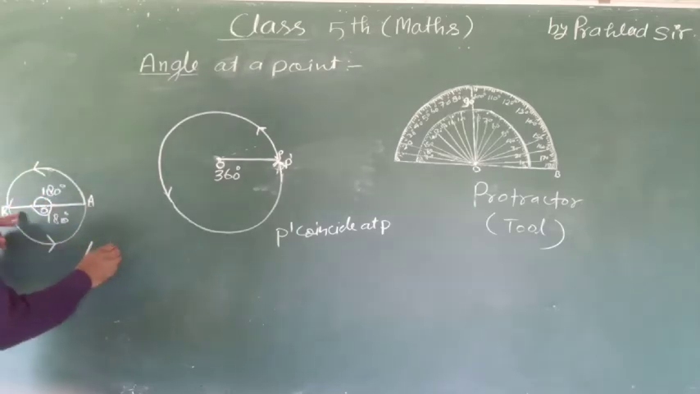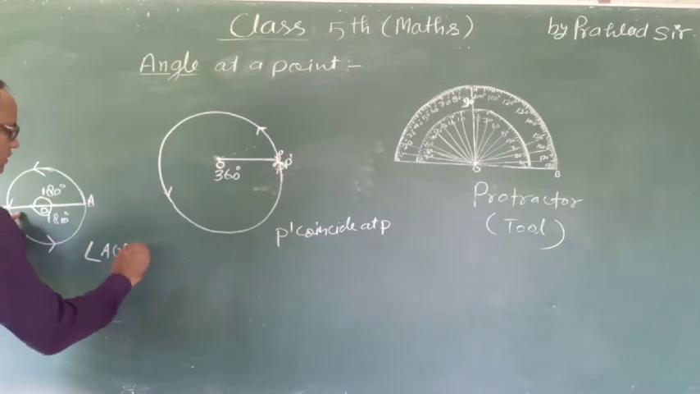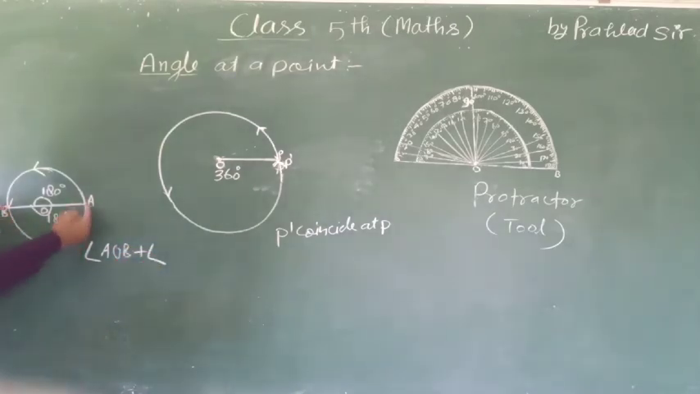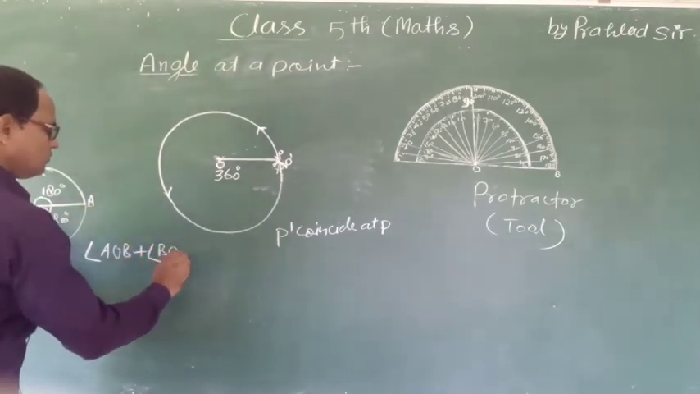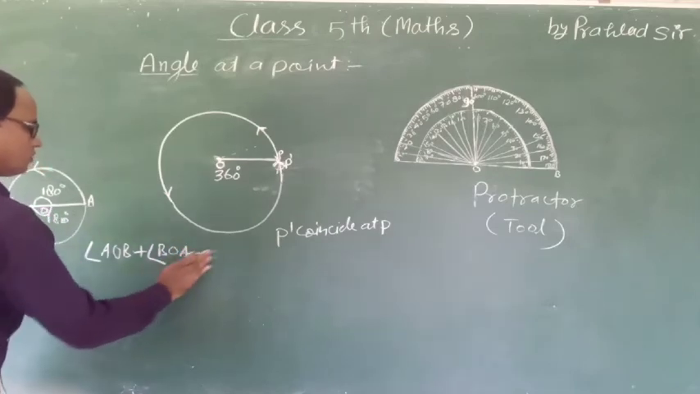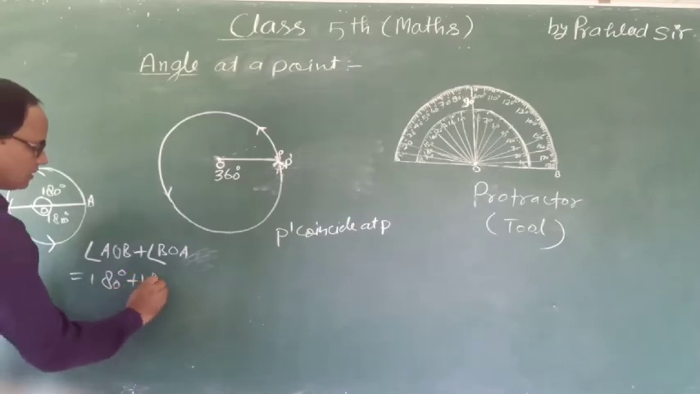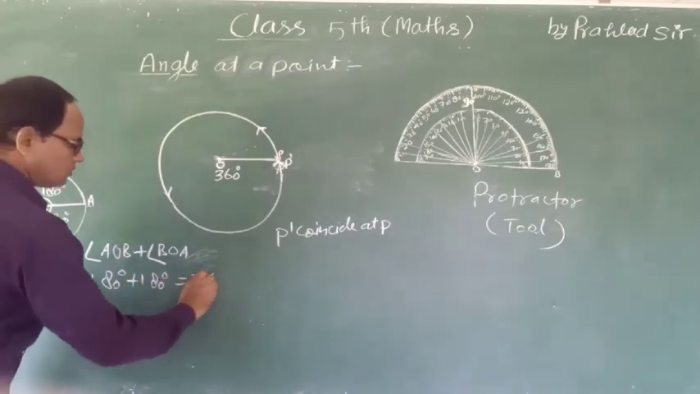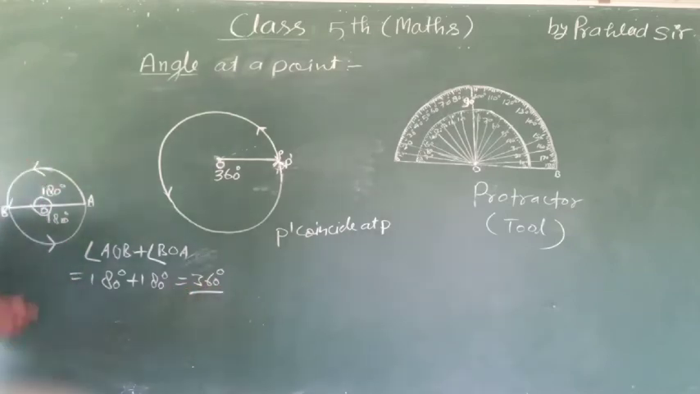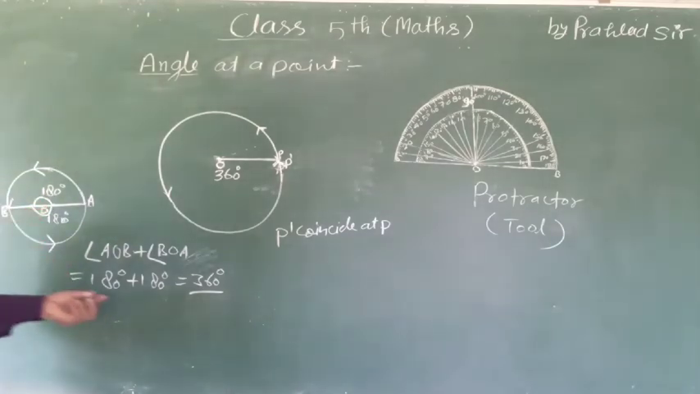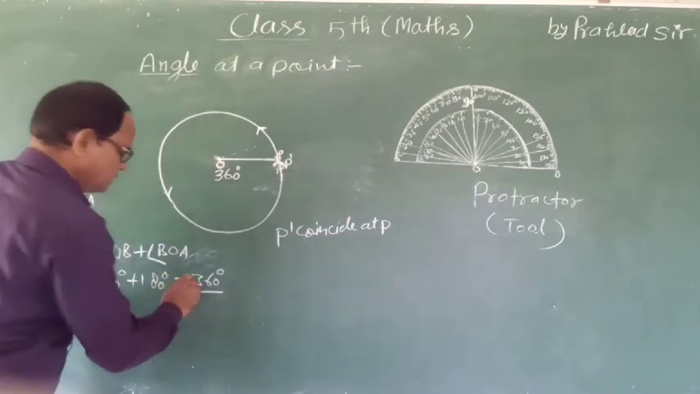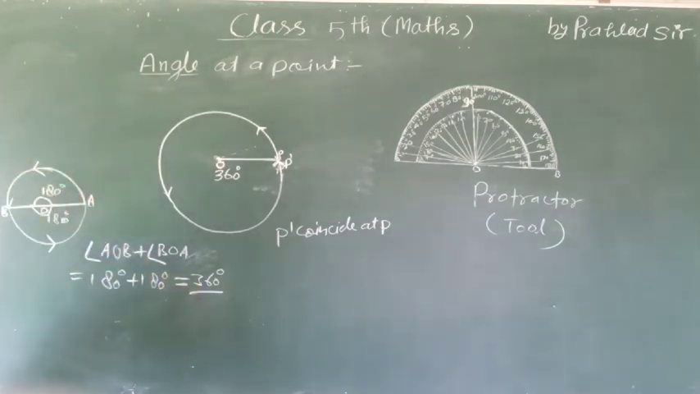Thus angle AOB plus angle BOA is equal to 180 degrees plus 180 degrees, which is equal to 360 degrees. A complete angle of 360 degrees is made around O. That is known as a complete angle.